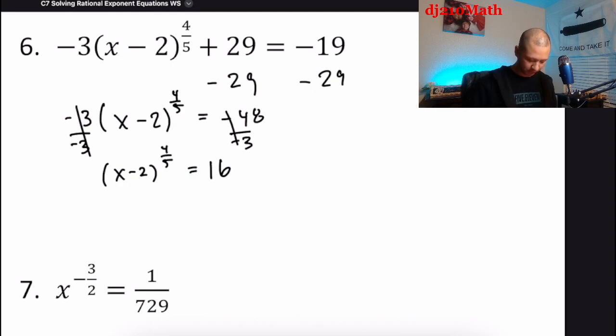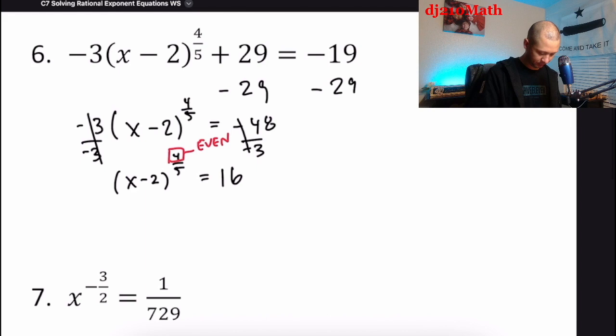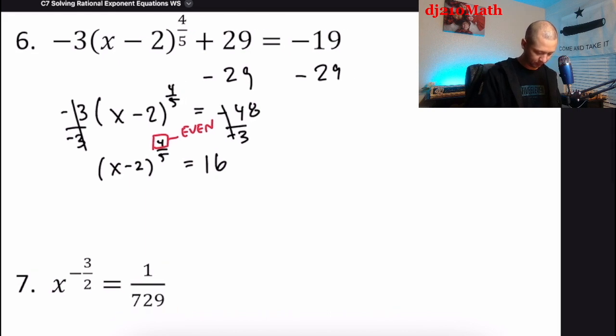Okay, so this is our first occurrence where the numerator is even. So because the numerator is even, we know we're going to need a plus or minus. That's just what we commit to memory. So this is going to be 1/4, both sides, and then plus or minus.